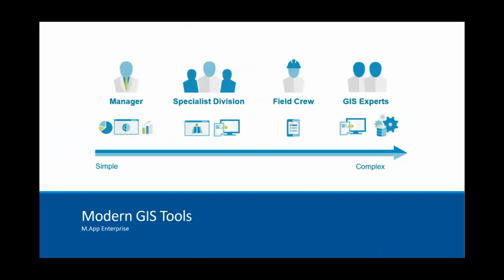So first thing is we're going to talk about Map Enterprise. And Map Enterprise is a modern platform that provides functionality for every user in your organization, whether that's simple dashboard or analytics capabilities for managers to advanced analytics, the specialists, the field crews, and GIS experts. Map Enterprise provides a one-stop shop for all that functionality.